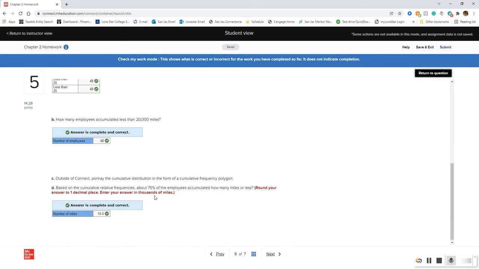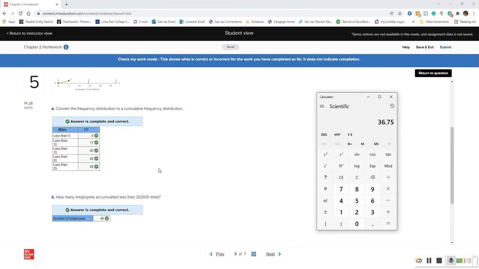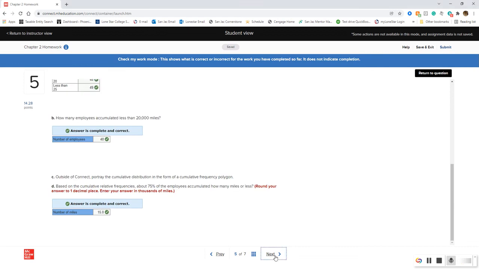There we go. So again, I hate that because they're doing the language again where it says enter thousands of miles. Just do the regular number, 15. And how I determined 15 without using the chart was, again, I just figured out the number for 75% of employees, which was taking the calculator and taking 49 employees times 0.75. So I would have to find where 36.75 total would be, and that's less than 15,000. Okay.